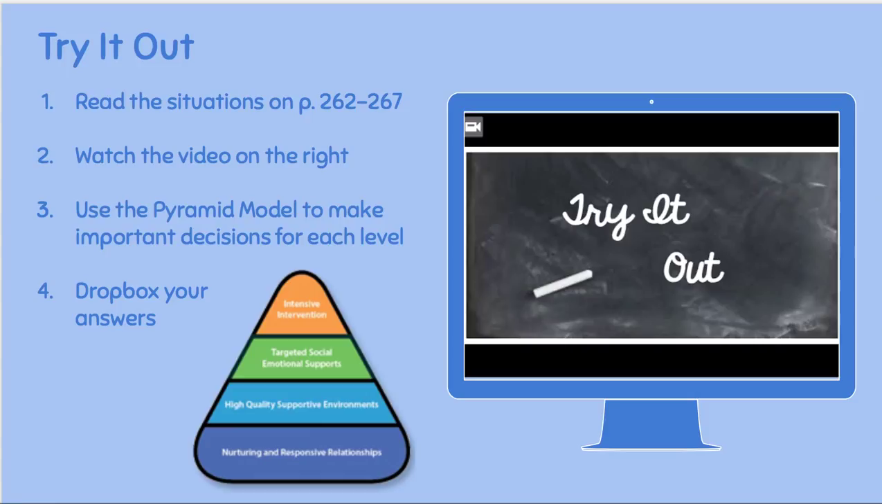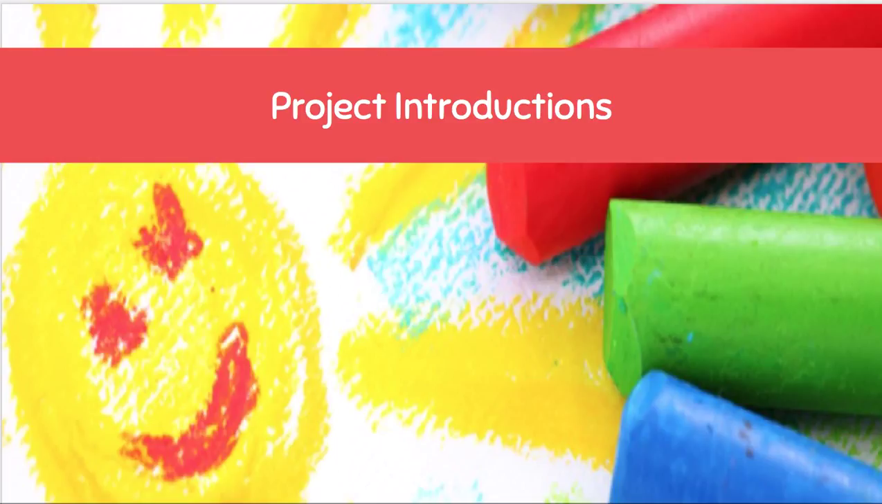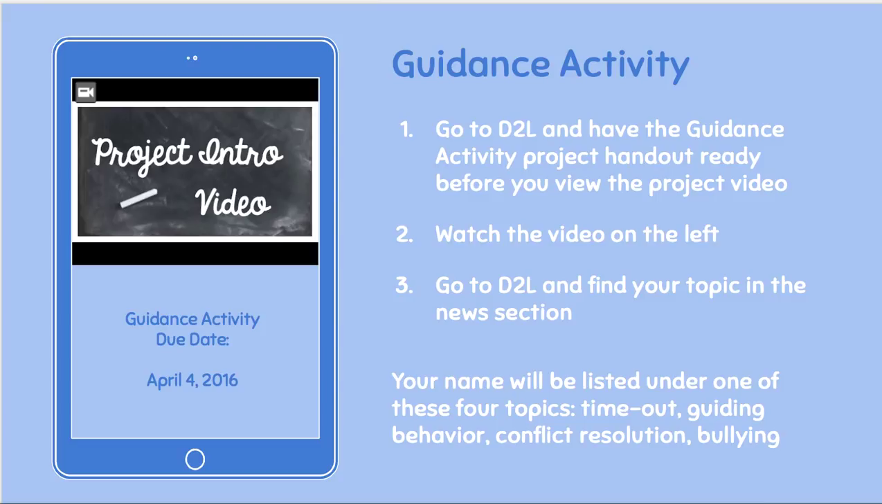That's it for information this week. We have 2 sections left. Project introductions. We have a guidance activity. It's worth 25 points. Go to D2L and get the project handout. Watch the video. And then you'll need to head back into D2L to find out the topic that you are going to be looking up for the activity. It's posted in the news section on D2L. There's 4 topics: timeout, guiding behavior, conflict resolution, and bullying. So they go right along with what we've been learning this week. And you're going to take it one step further in one of those areas that you've been assigned.